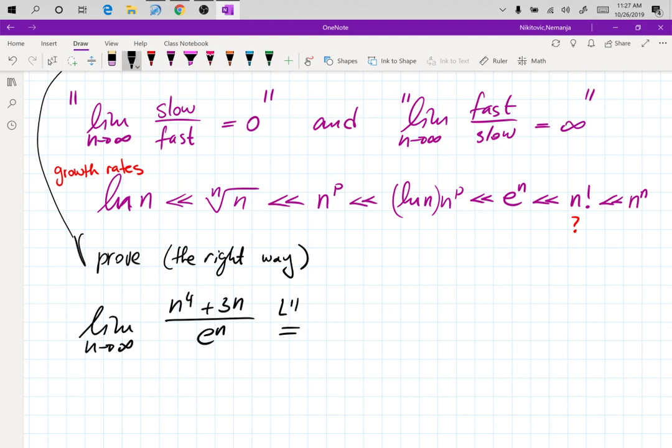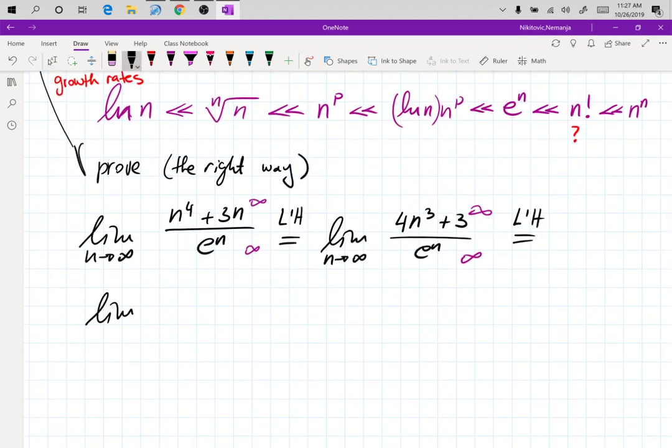So I will put L apostrophe H over here because I know I have infinity divided by infinity. When I plug in infinity, infinity to the fourth is still infinity, plus 3 times infinity is infinity, so infinity plus infinity divided by infinity. So I can take derivatives. You put L apostrophe H to say I'm using L'Hopital's rule, and you take derivatives to get 4n cubed plus 3 divided by what remains, e to the n. Now when you try to plug in infinity, you still have infinity divided by infinity, which means you can use L'Hopital's rule again.